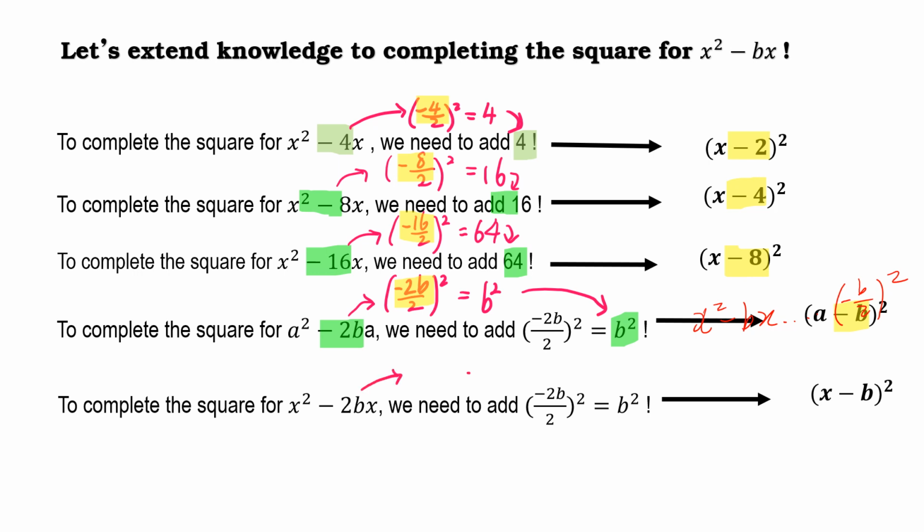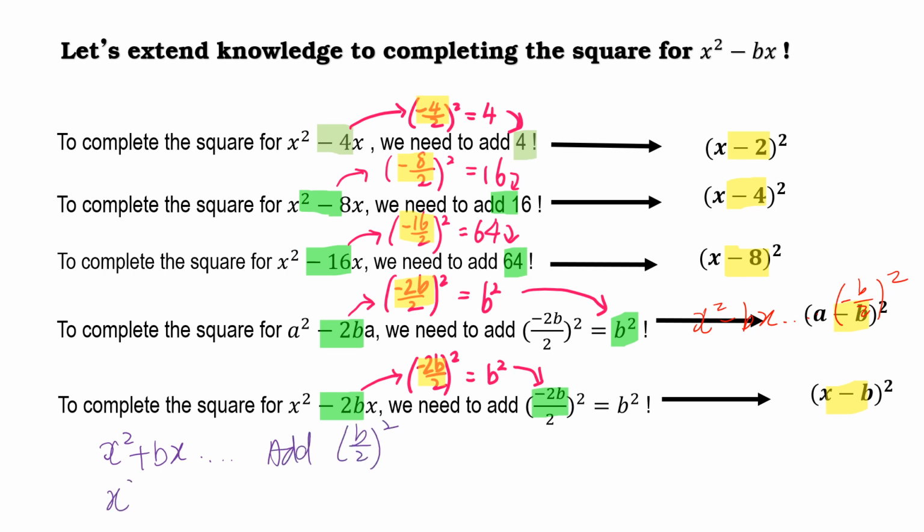Alright, so in summary, if you have x squared plus bx, to complete the square, we need to add (b over 2) squared. And if you have x squared minus bx, to complete the square, we need to add (negative b over 2) squared.